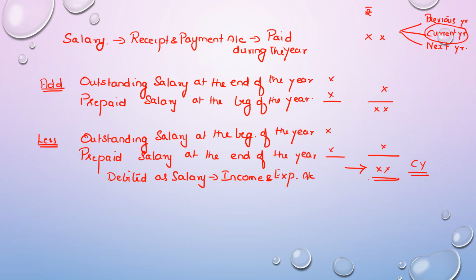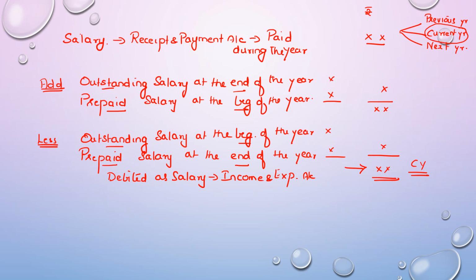The same thing would be done with other expenses, like in case of rent, there can be outstanding rent at the beginning and end, there could be prepaid rent at the beginning and end. So the same logic of adding the outstanding at the end and prepaid in the beginning and subtraction of outstanding at the beginning and prepaid at the end is done to arrive at the current figures, and we take the base as the amount paid which you find in the receipt and payment account and adjust it in this manner to arrive at the amount that you would be putting on the debit side of your income and expenditure account.